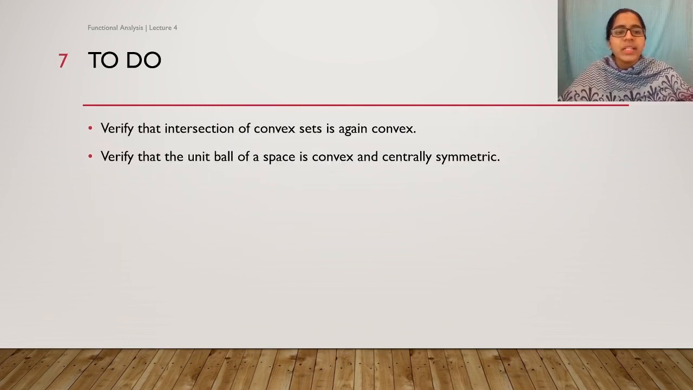Next, I want you guys to verify that the intersection of convex sets is again convex, and it is simple to prove that. You can try it. And the next thing is to verify that the unit ball of a space is convex and centrally symmetric. So the definition of the unit ball and central symmetry, you can refer to your textbook.